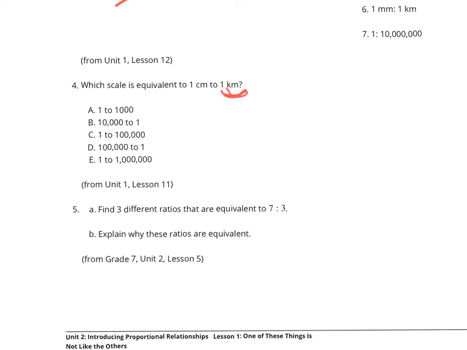Question 5 says find 3 different ratios that are equivalent to 7 to 3 and explain why those ratios are the same. Okay, so you got this. We can do this. Strangely, that says that's from Unit 2, Lesson 5, but that's not true. That was Unit 2, Lesson 1. All right, so that's our practice problems for Lesson 1.